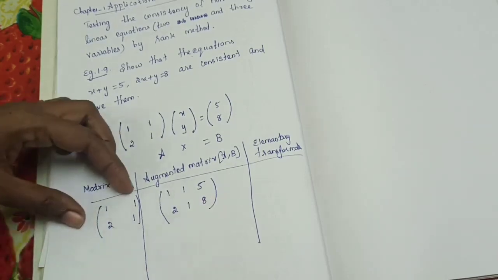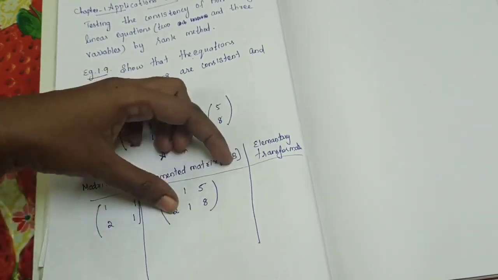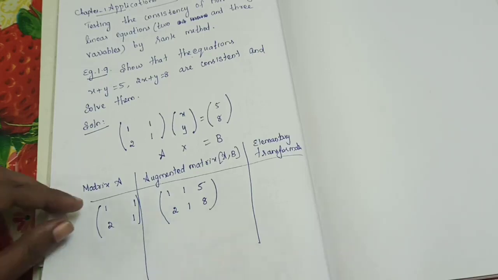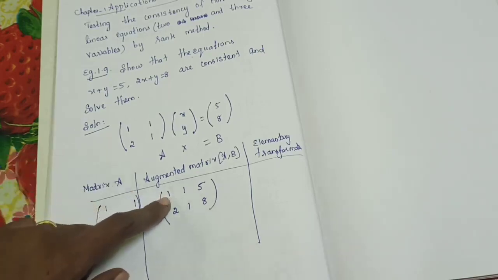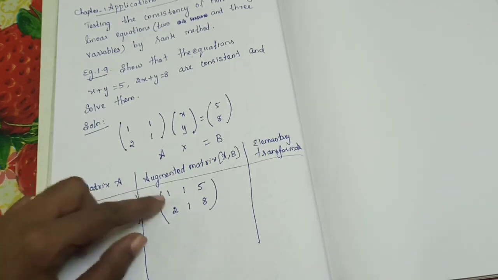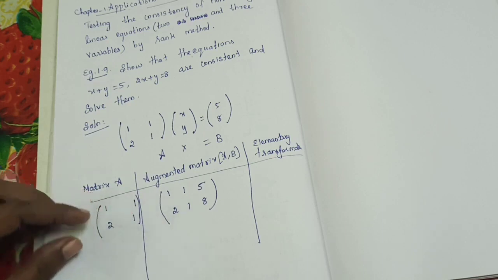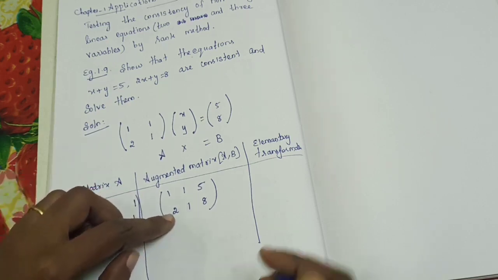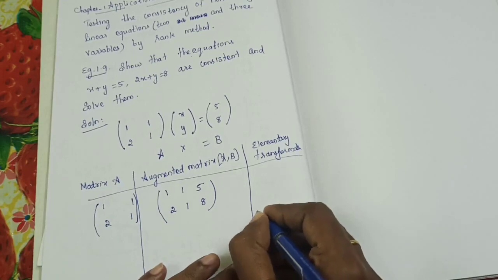Okay. Now I have written this is A, this is AB. So in the rank method, to find the rank by using elementary transformation, what will you do? The first entry must be non-zero. This entry is non-zero, the entry below must be 0. Is it right? So when you make this entry 0, this entry also will become 0. Okay. So what will happen?